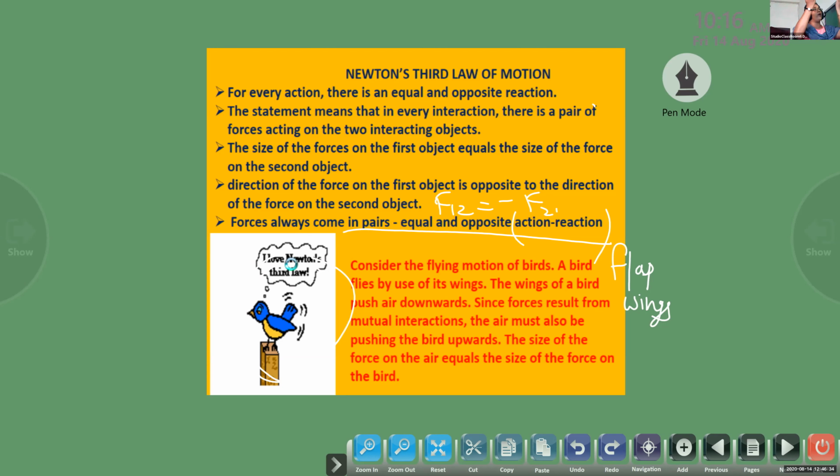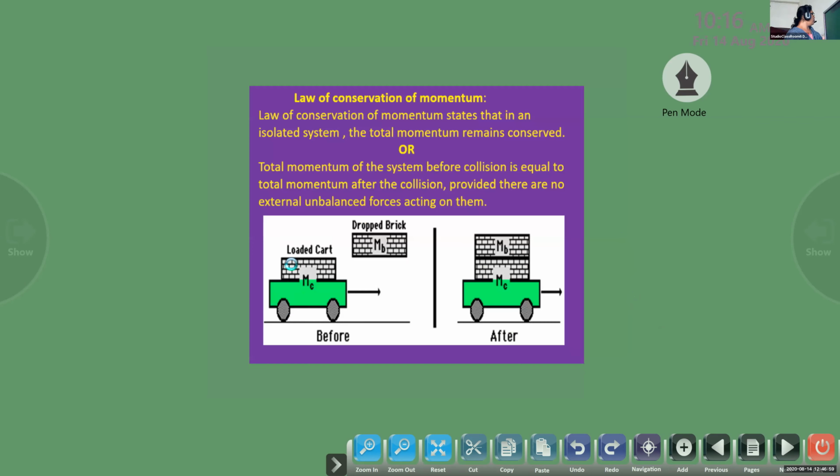Actually, when an aeroplane moves upward, it pushes the air downward. Then the air under the wings pushes the aeroplane upward. So it is a balanced act of the engine, the external force that we give, and the force exerted by the air. So that is Newton's third law.